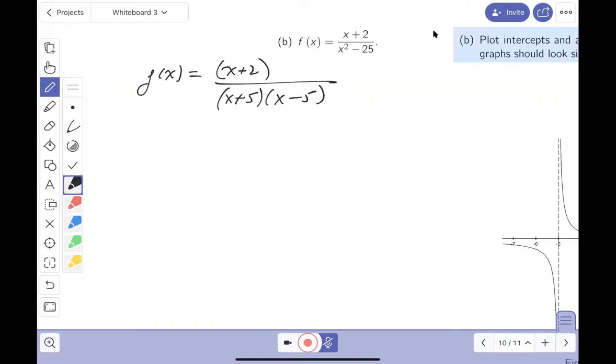And let me just go through some really quick things. The domain is really easy. It's all the real numbers except plus or minus 5. I can't divide by 0. All right, and what else can I do? Probably the y-intercept, pretty simple. Set x to be 0. And what would you get over there? Well, it's minus 2 over 25. That's a nasty number, I know that. It's not bad though.